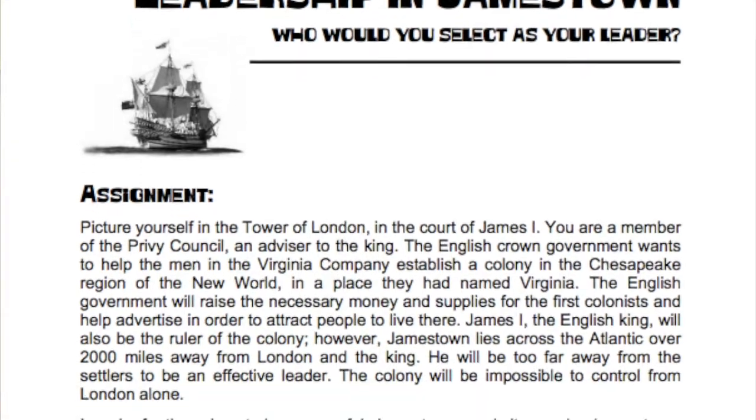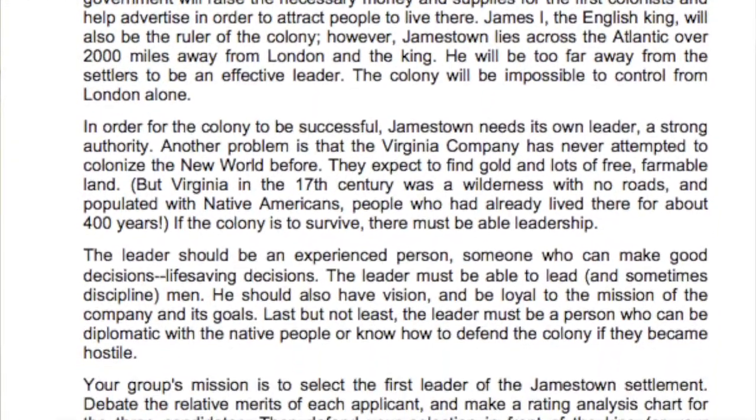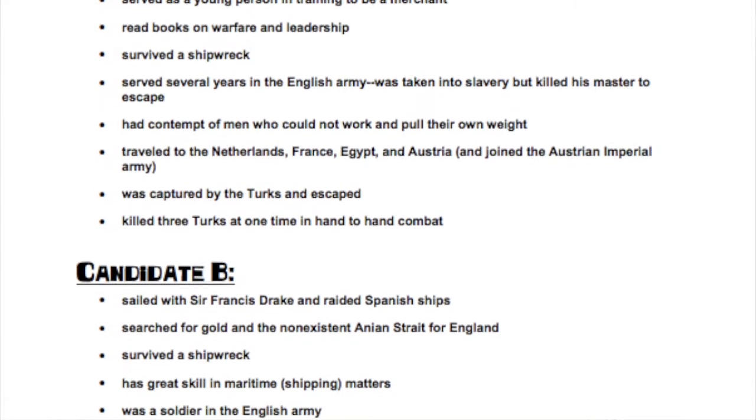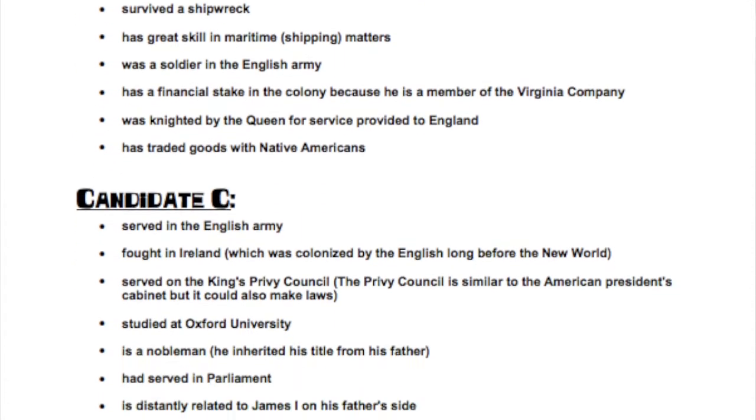So I've used this since 1999. It's from the University of Virginia, and the website's going to be listed in the show notes below. I've kind of modified it over the years, but essentially what you're going to do is break your students into small groups. I typically have about 3 or 4 students per group, and there's a little intro that you read. It talks about how you are essentially one of the people helping the king determine who is going to lead the Jamestown settlement. And then you've got 3 biographies, per se, of individuals that came to Jamestown.